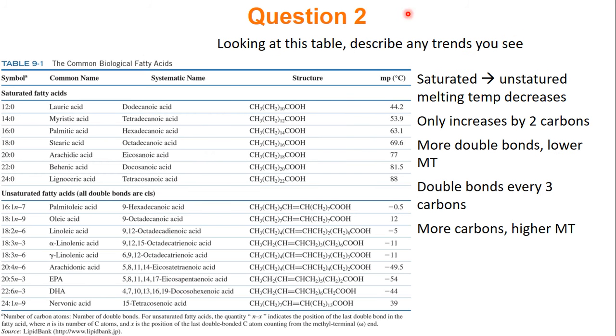Question 2. So here's all of our tables for our fats. You don't have to memorize this, but let's look at some trends. At the top we have saturated fatty acids, and at the bottom we have unsaturated fatty acids. If you compare a 16:0 to a 16:1, the melting temperature goes way down. So 63 to minus 0.5. So it is easier to turn unsaturated fatty acids into liquid compared to saturated fatty acids.